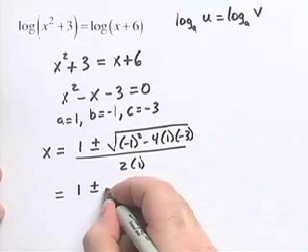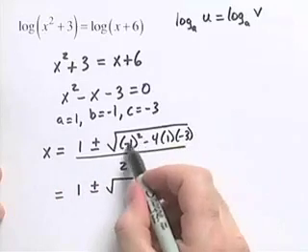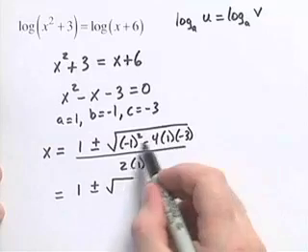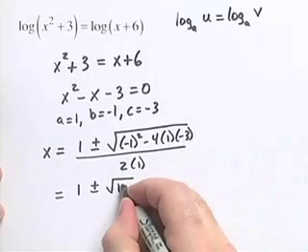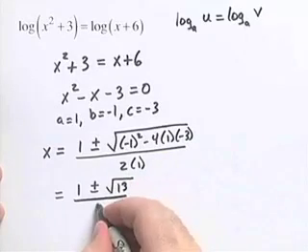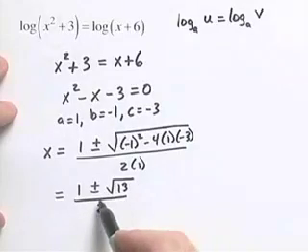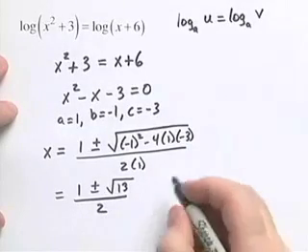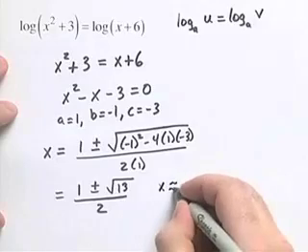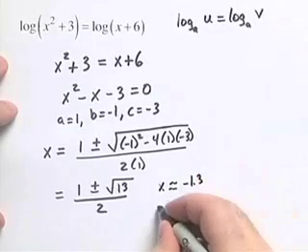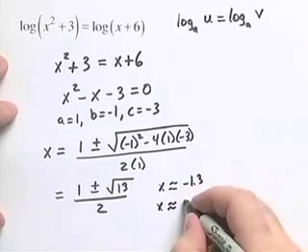Look at this: 1 plus or minus the square root. If we evaluate the inside, we'll have 1 plus 12, which is 13, and the denominator will be 2. It's important when solving logarithmic equations that we check the solutions that we get, because sometimes doing operations on our equations can yield extraneous solutions. In this case, we have 1 plus or minus the square root of 13 divided by 2. If we put that in our calculator, we'll see that x is approximately negative 1.3 and x is approximately 2.3.